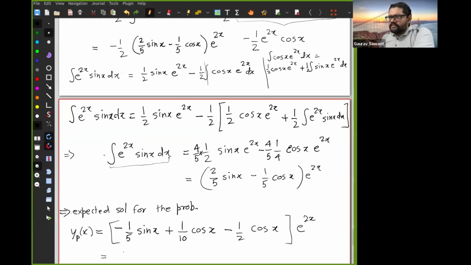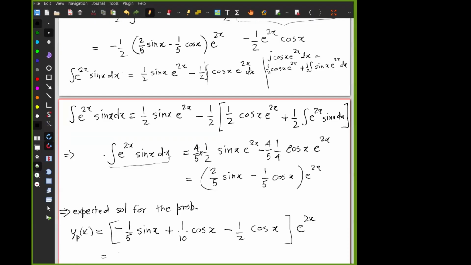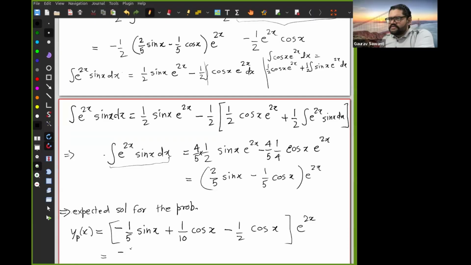So this becomes, so 1 by 10 minus 1 by 2, that is minus 2 by 5. So I will take minus e power 2x by 5 outside common, and inside I will have sin x plus 2 cos x. Okay. So this is a particular integral.